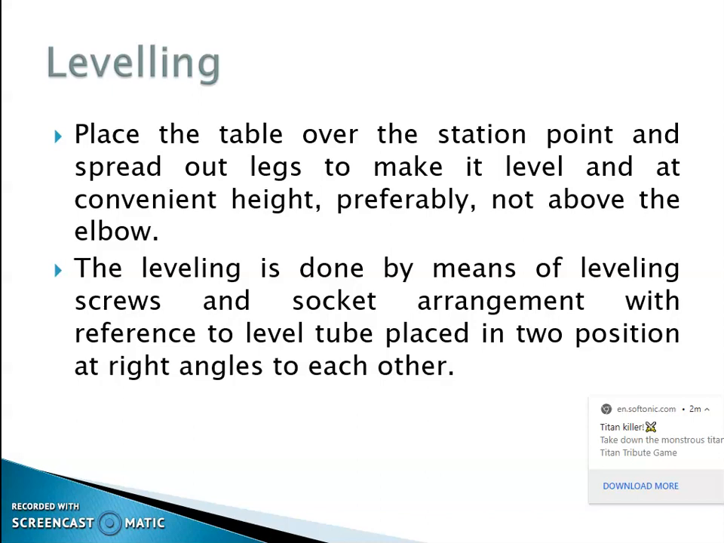The leveling is done by means of leveling screws and socket arrangement, with reference to the level tube placed in two positions at right angles to each other. Okay, by using the leveling screws we have to make the leveling in each direction at right angles to each other.